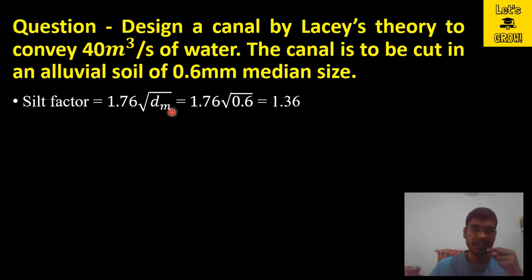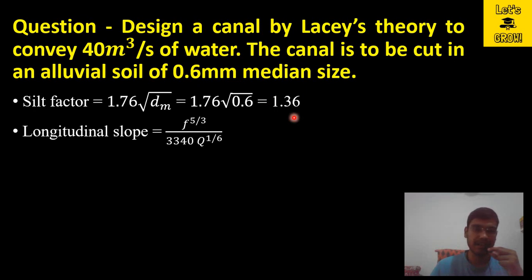So this dm is given as 0.6 mm. So we will substitute the value of dm as 0.6, and if we compute it, it comes out to be 1.36. So the silt factor is equal to 1.36, and this silt factor is represented by f.